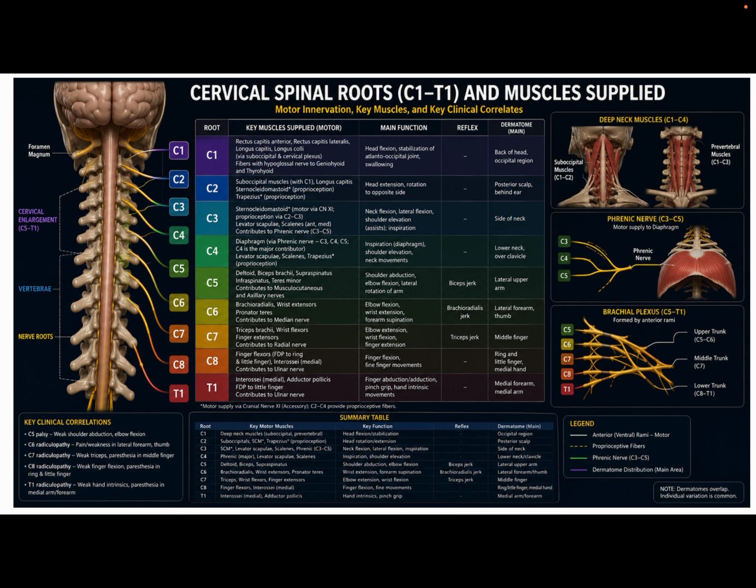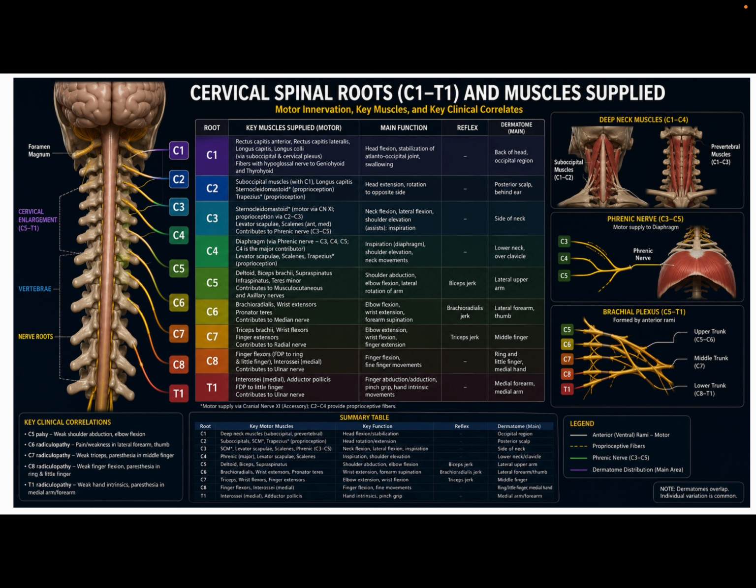The associated reflex is the biceps jerk. The C5 dermatome covers the lateral upper arm. Clinically, a C5 lesion results in weak shoulder abduction and elbow flexion. So if there is a lesion in C5, shoulder abduction will be weak and elbow flexion will be weak.